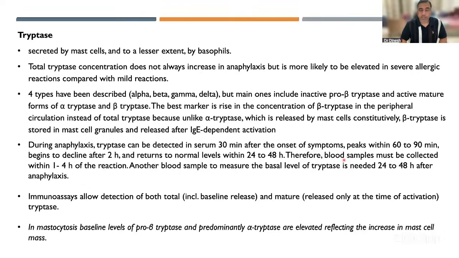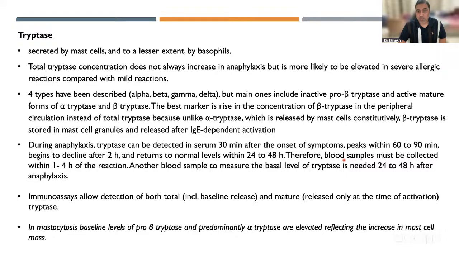The tryptase, again, is the most important enzyme, which is released by mast cells and to a lesser extent by basophils. Total tryptase concentration does not always increase in anaphylaxis, but is always elevated in severe allergic reactions compared with mild reactions. So this is again a clinical pointer towards increased tryptase. Tryptase has been described to have 4 types: alpha, beta, gamma, and delta. But out of these, the active forms are alpha and beta and the pro-beta tryptase. This is again more important clinically for us.